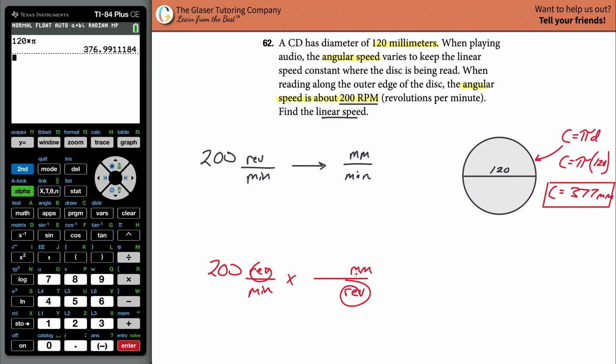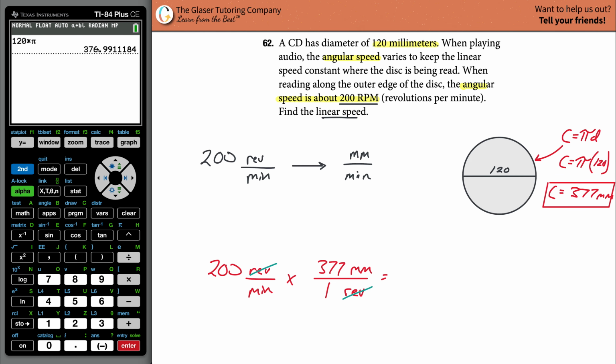But obviously, there's nothing to calculate yet, because I didn't put any numbers in. So I need to know the relationship between revolutions and millimeters. In other words, we just found it. For every one revolution, it's about 377 millimeters. So now the revolutions go away, and what we're left with is 200 multiplied by 377.